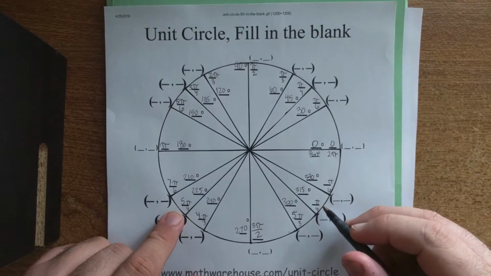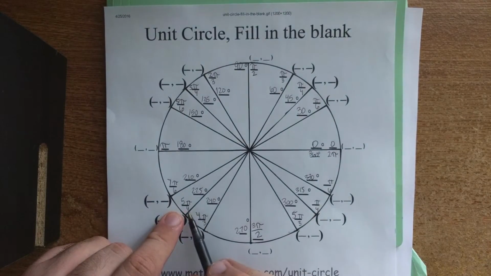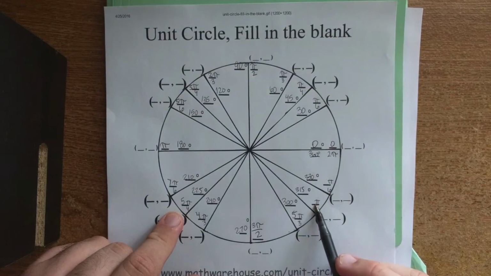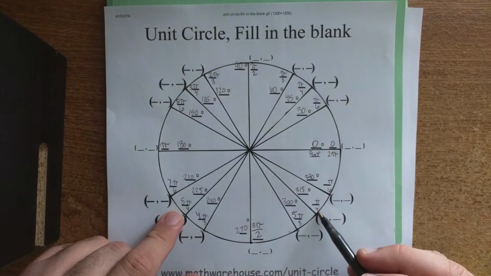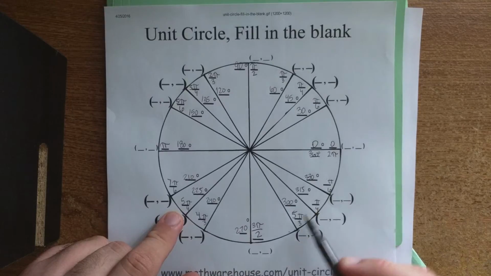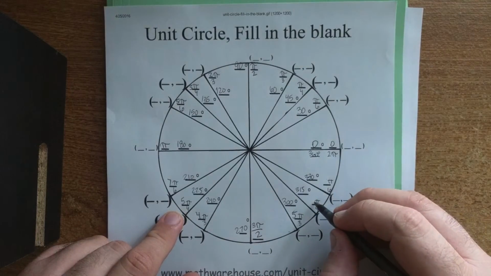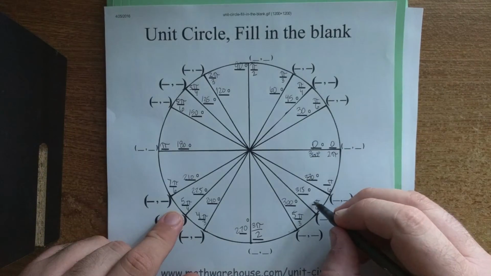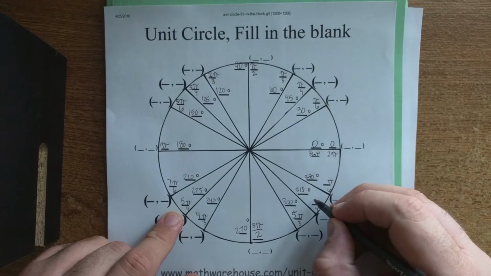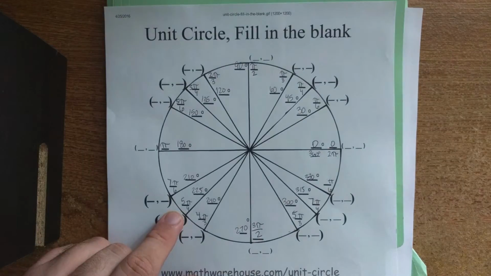If you just keep reasoning this out, we stopped at 5 pi over 4, but it can't be 6 pi over 4 because 6 over 4 reduces to 3 over 2, and you already have 3 pi over 2 right here. It can't be 8 over 4 because 8 divided by 4 is 2, and 2 pi is already on the circle. So this must be 7 pi over 4.